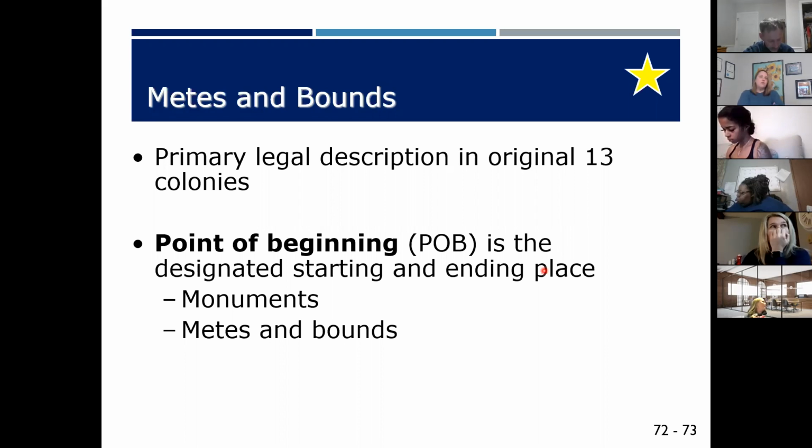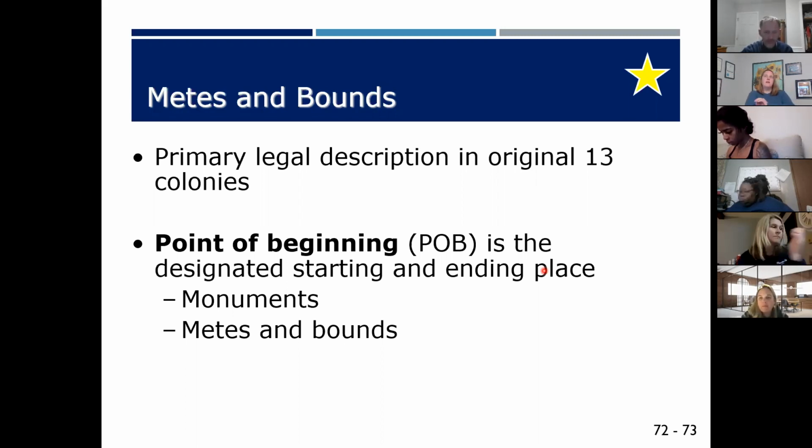Monuments, anything can be used for a monument. It's just a marker that tells a surveyor where to turn. You go west for 180 feet and then you hit a monument and you turn. So you go south for 130 feet, you hit a monument and you turn. You go east, you hit a monument and you turn. You guys with me? And you go back up to the point of beginning. We'll look at a picture in just a second.